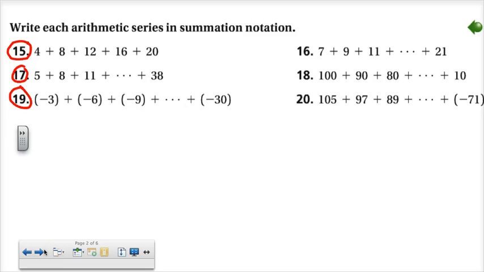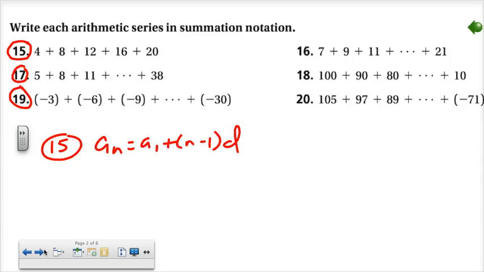Number 15 says, write each arithmetic series in summation notation. If I'm going to write summation notation, I have to have a rule. Once again, I start with that. And I see, hey, they gave me the first term. That's a 4. I can see what the common difference is, or I could use subtraction to find it. 8 minus 4 is 4, but I notice everything's going up by 4 here. And then we would go ahead and distribute from the right.